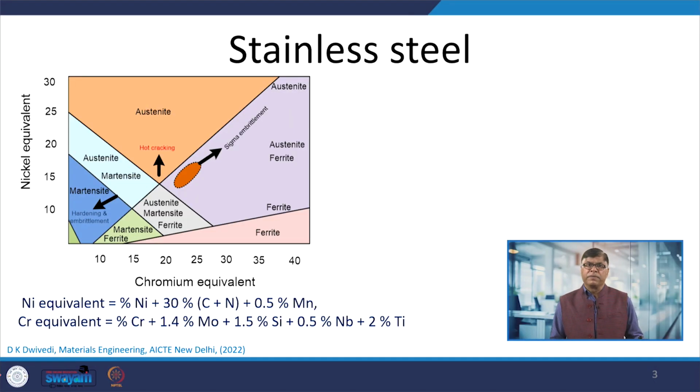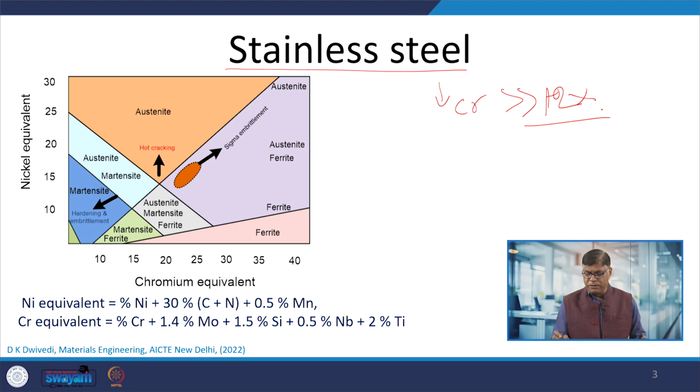This is one of the most common Schaeffler diagrams, which is used to predict the type of stainless steel, or the different phases which will be there in stainless steel, based on the composition. Stainless steel, as I have said, is one having chromium content greater than 12% to make it stainless. So, the presence of chromium more than 12% makes the steel stainless. Okay, this is one thing.